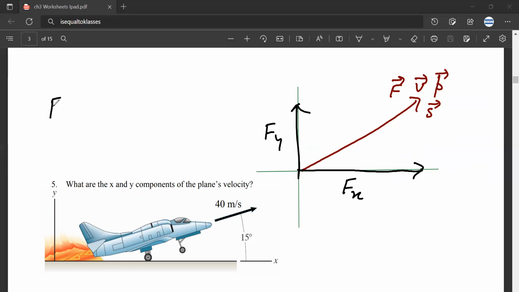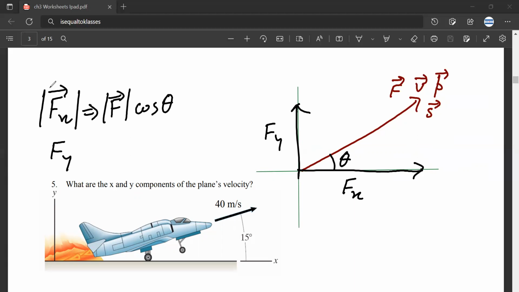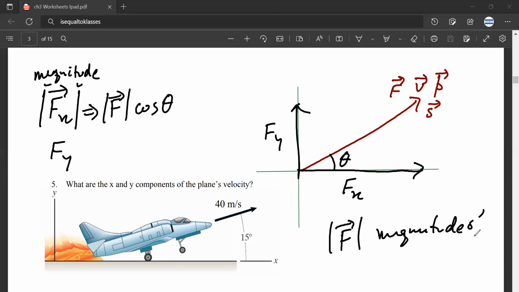And what I understand now is that the x component of the vector would be equal to the magnitude of the vector multiplied by cos theta, and the y, let me write this. This notation implies the magnitude. Have you understood? So when I write like this, it implies magnitude of force. Have you understood, Chris? Yes, sir.